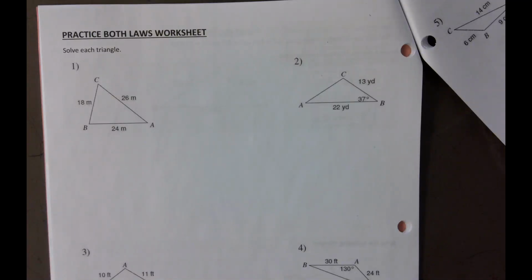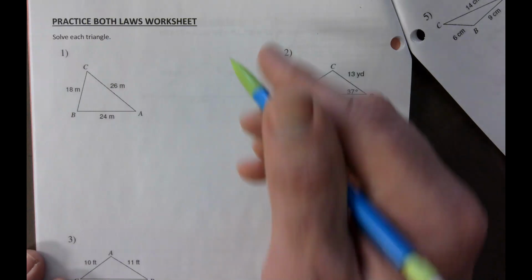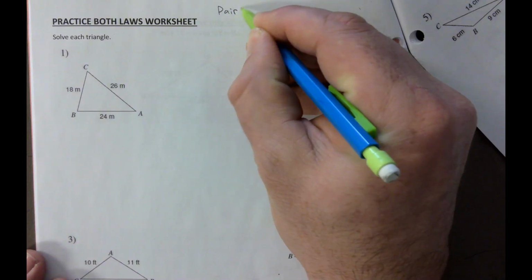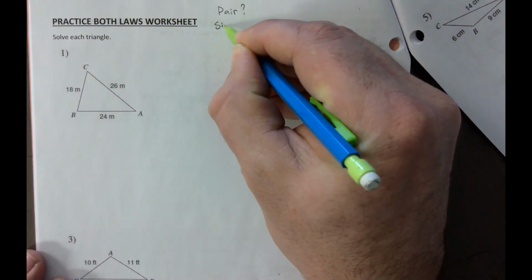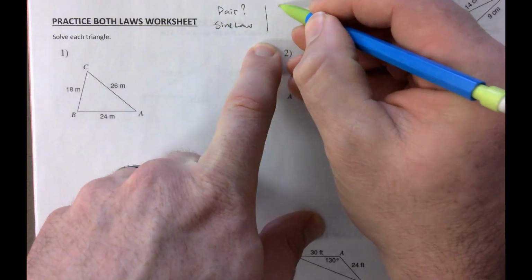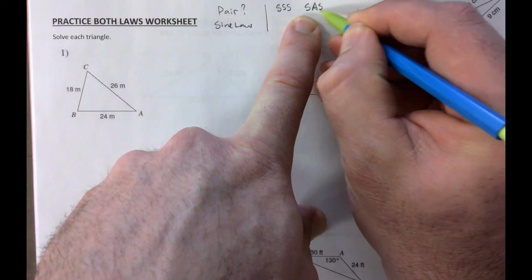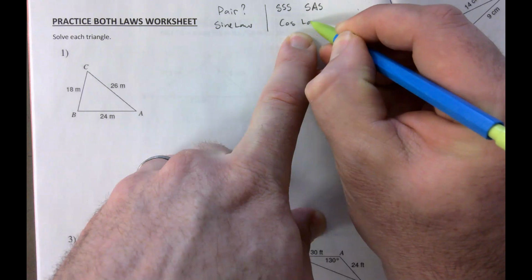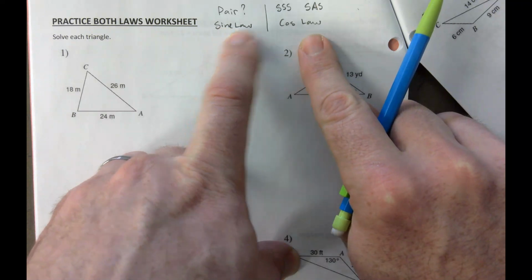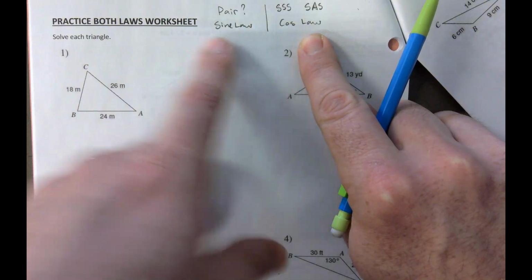And here we go. All right, let's just talk about which law we would use. So you basically have a choice. If you have a pair, we're going to use sine law. That is one way to put it. If it's side, side, side, or side, angle, side, where the angle is sandwiched between the two sides, that's cosine law. So at the very beginning, the province will force you to use one or the other. You won't be able to do both, okay?